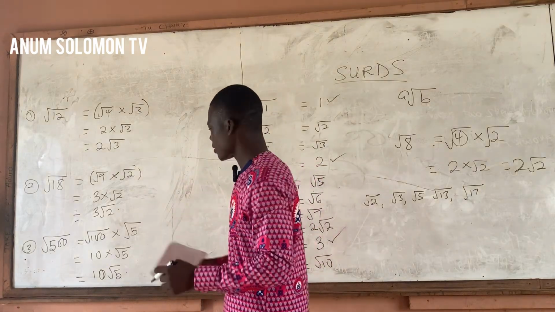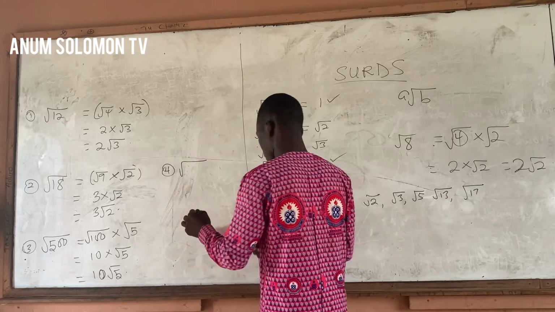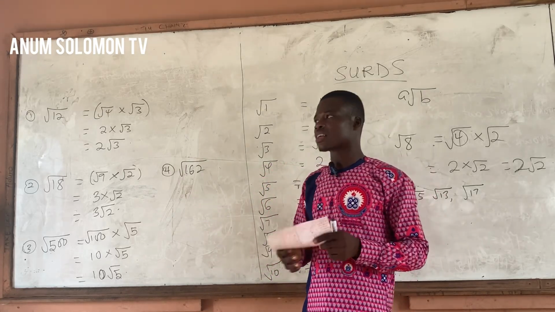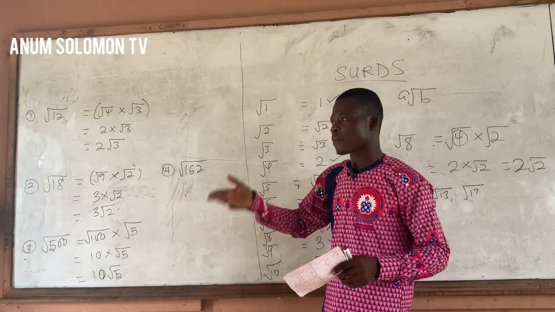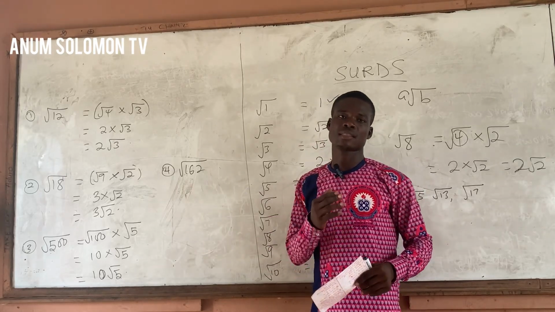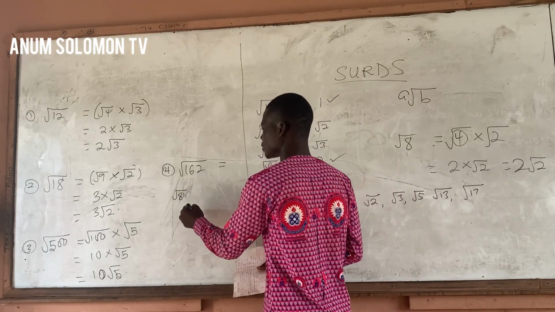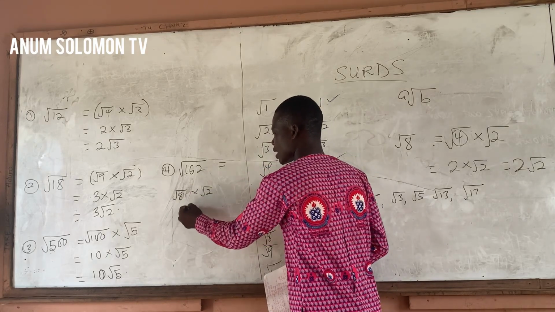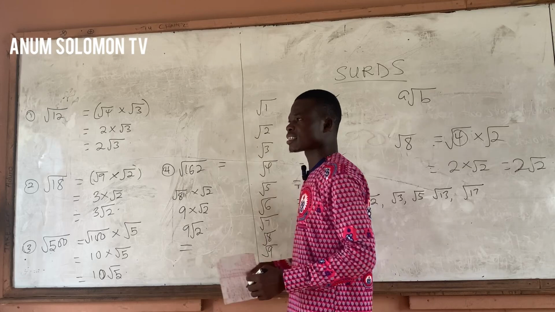Now let's simplify example 4, root of 162. On this note, you have to take time and check the factors of 162, the perfect one, and the perfect one is 81. 81 times which number will give you 162? It's number 2. So pick these two numbers, that's root of 81 times root of 2. So root of 81 is 9 times root 2. And then the final answer is 9 root 2. And this is how to go about it.